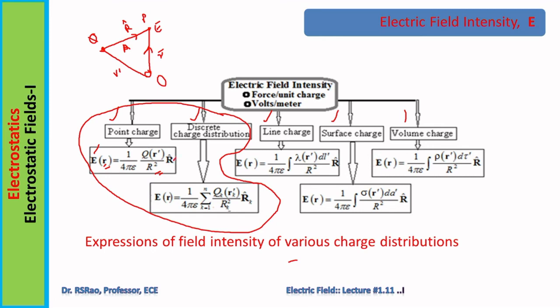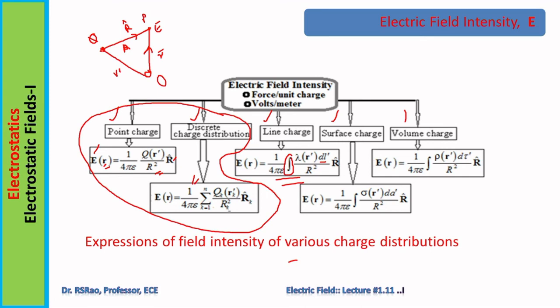So this is for a single point charge, whereas this is for several charges. This is for line charge: lambda, dl prime, r cap, r prime. Here one more thing is also required to be told. Instead of dl, dl prime is used. Prime indicates that integration is to be performed over the source distribution. You have to perform integration over the source.